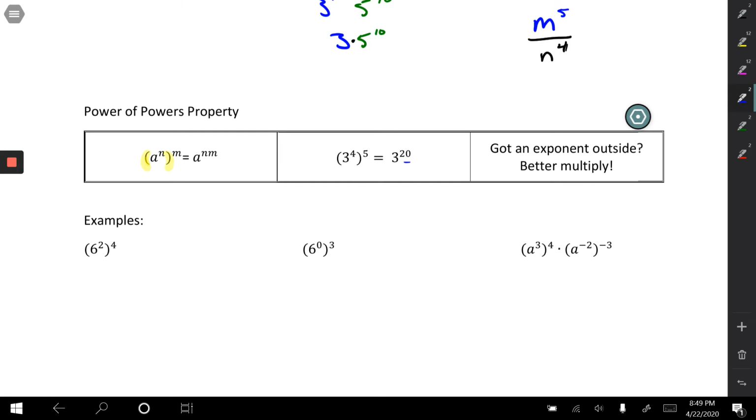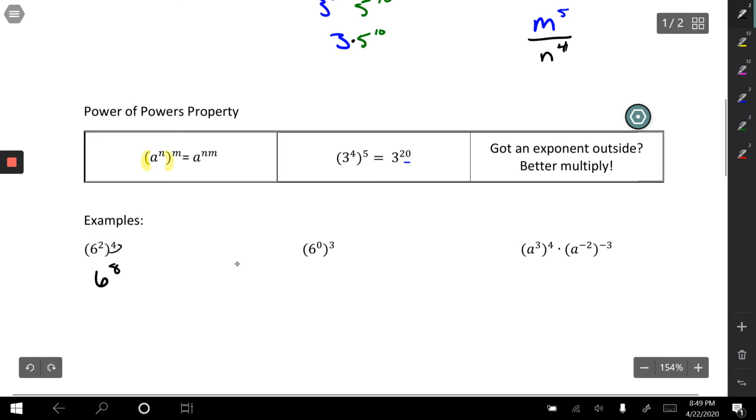Okay, now over here, let's take a look at these examples. So I've got 6 squared to the 4th power. So again, I've got an exponent on the outside, so I'm going to multiply these two numbers right here. So 2 times 4 is 8. And now notice when we do this, I'm only multiplying the exponents and I am not touching the base at all. All I'm doing is multiplying that 2 and that 4 and leaving the base the way that it was.